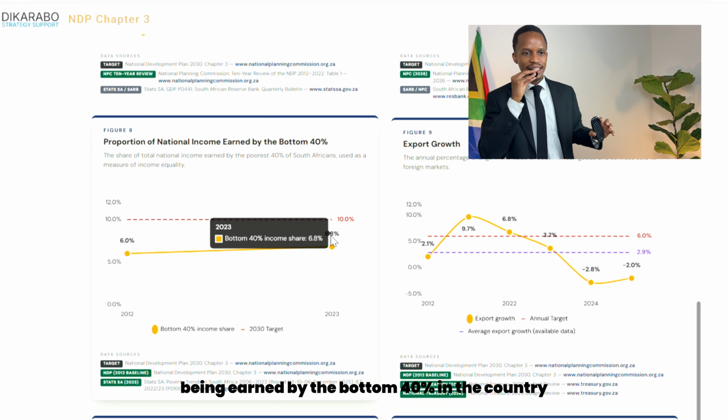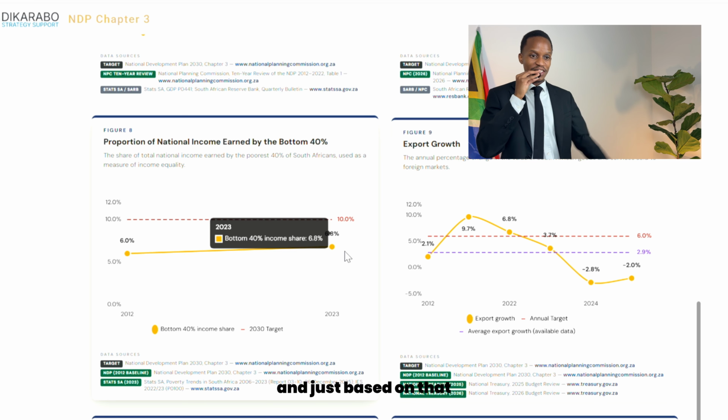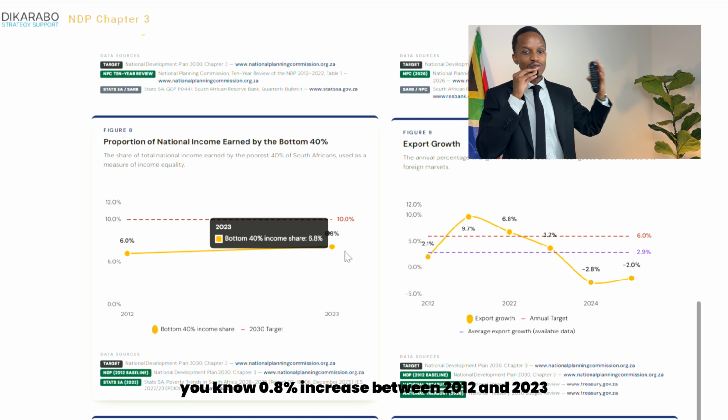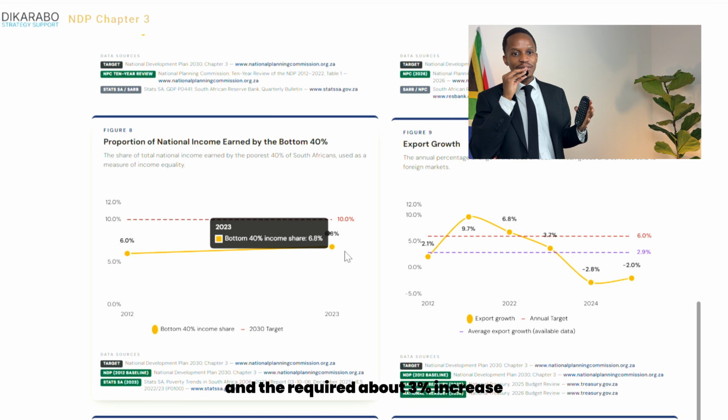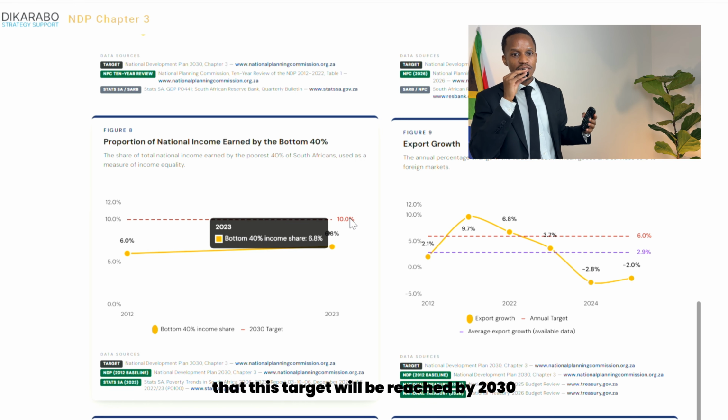the bottom 40% in the country, and that represents a 0.8% increase since 2012. Based on that 0.8% increase between 2012 and 2023, and the roughly 3% increase that would be needed to reach this target of 10%, it's very unlikely, based on the trend, that this target will be reached by 2030.